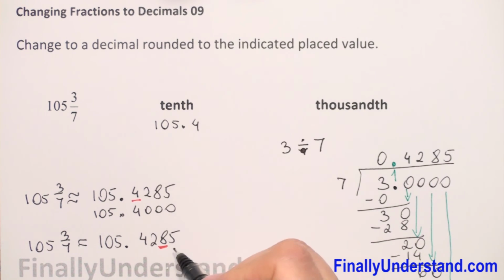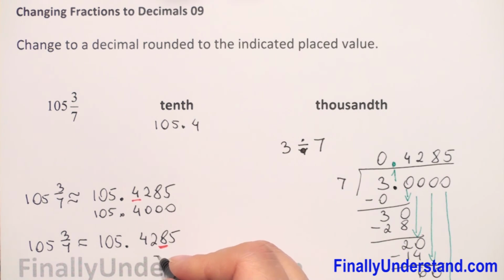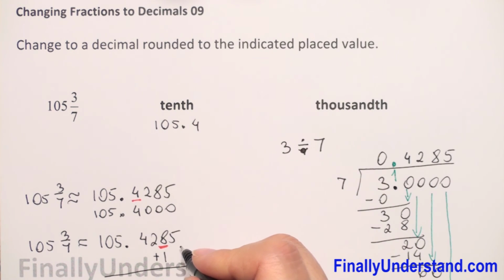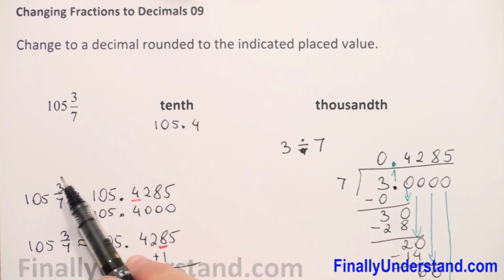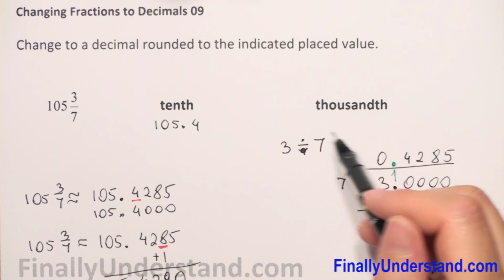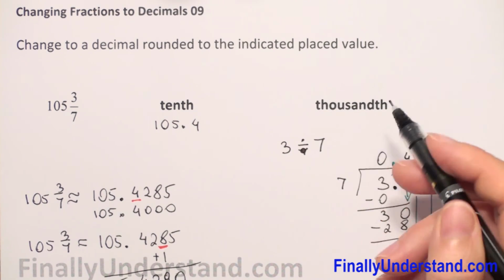What next? We check what is after, which is 5. When we have a number 5 or greater than 5, we need to add 1 to our underlined digit. What else? Everything after our underlined digit we change to 0. 8 plus 1 is 9, and everything before we copy exactly the same. We can write our solution: the mixed number we changed to a decimal number and rounded to the thousandth.